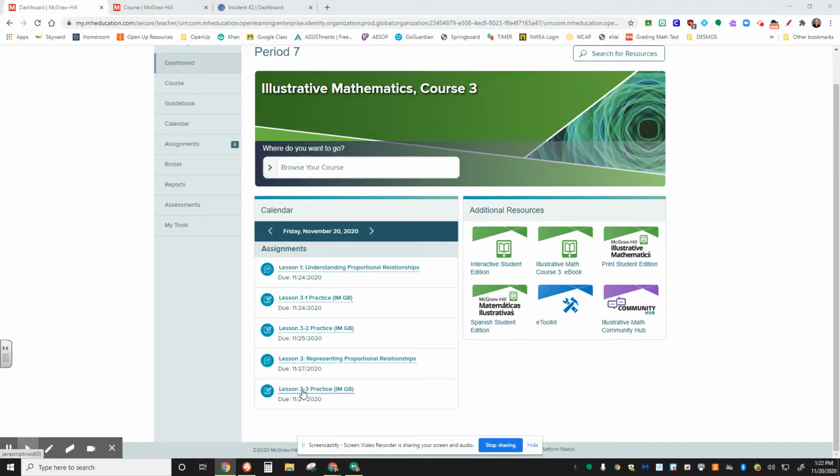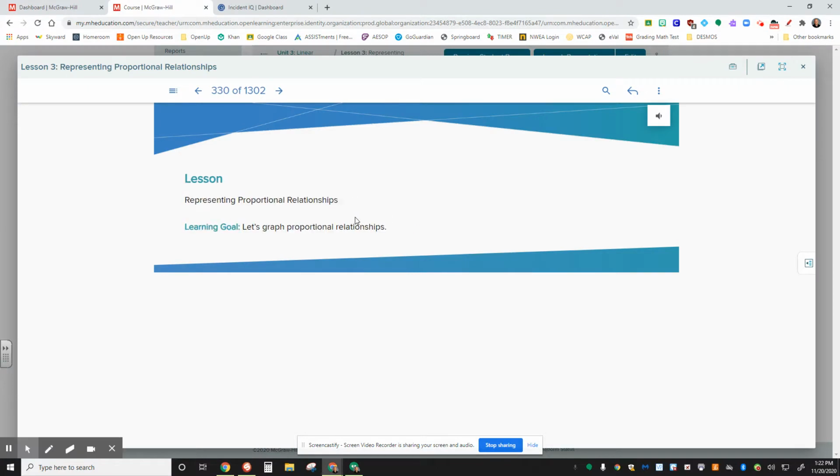Homework for this lesson is Lesson 3-3, Practice. And here we go. This is the page that you should be taken to, straight to page 330. In this lesson, we're going to graph the proportional relationships.